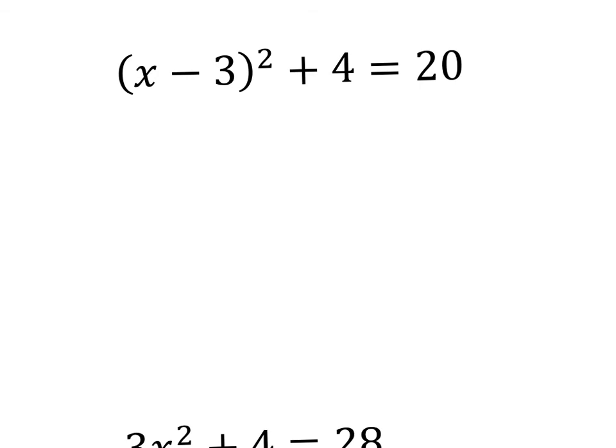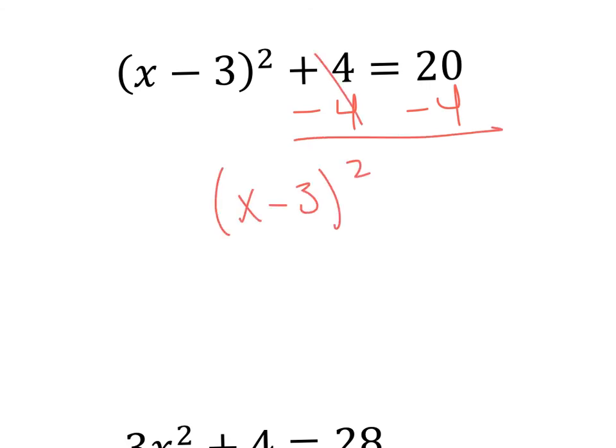So here, in this particular type of problem, you're still going to solve for x. I'm still going to subtract the 4 over. Okay. And then I have parentheses x minus 3 squared equals 16. Now, what students tend to want to do is distribute this in, and you can't do that. Please don't do that.